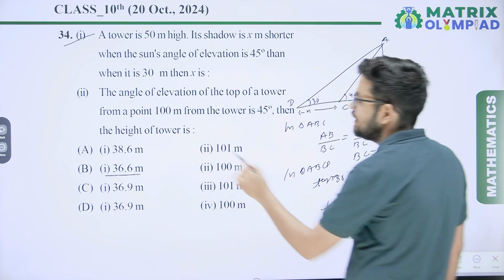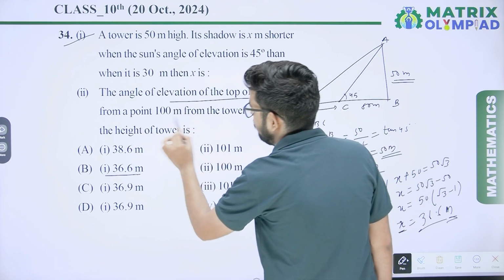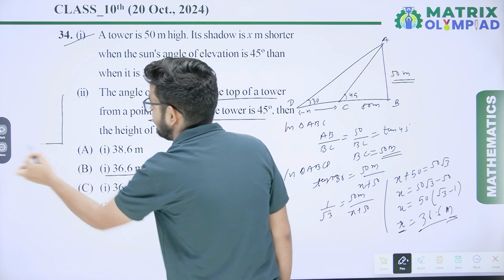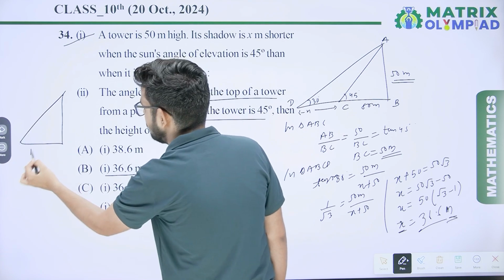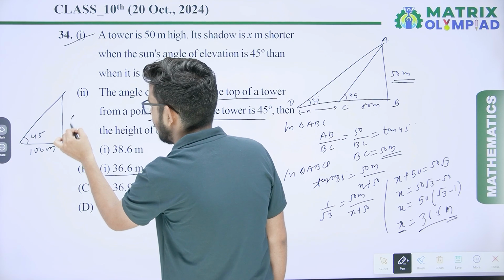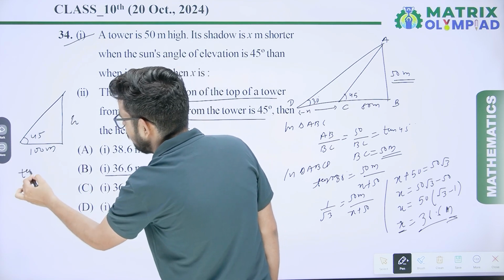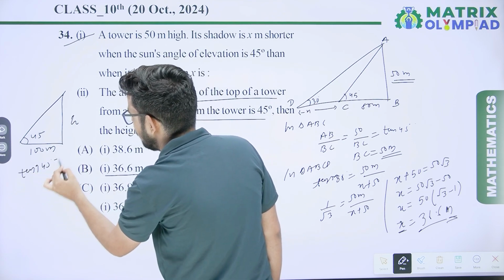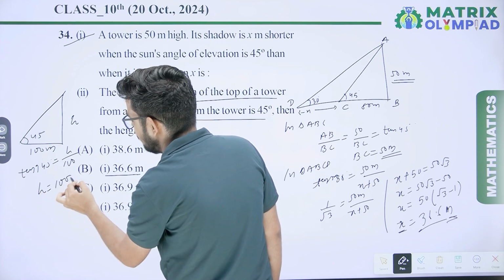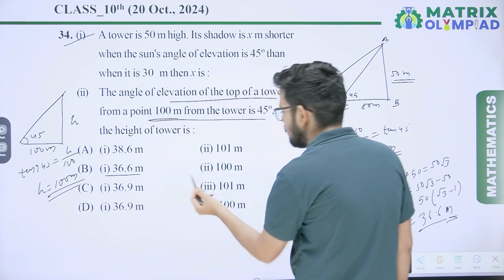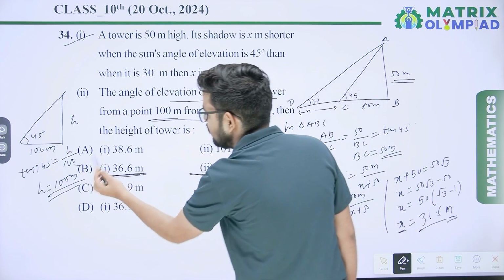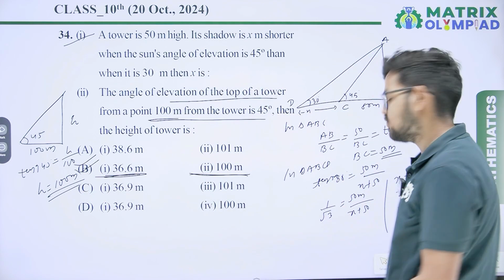And in question number two, the angle of elevation of the top of a tower from a point 100 meter from the tower is 45 degree, then the height of the tower is? It is saying that the shadow is 100 meter and the angle is 45 degree. So tan 45 degree equals h upon 100, tan 45 equals 1, so h equals 100 meter. So first is 36.6, second is 100 meter, so option B will be the correct answer.